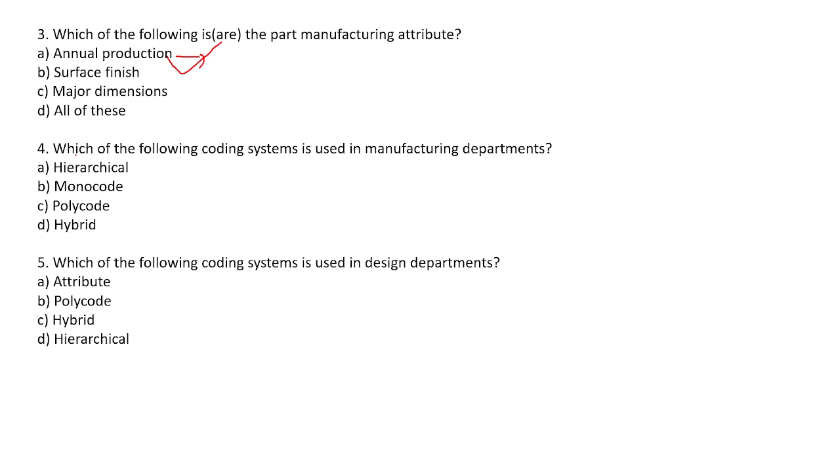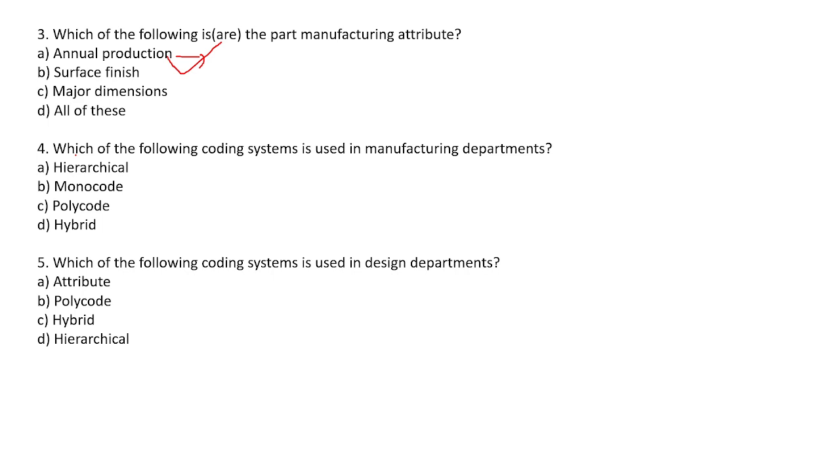Now coming to the coding system. In the technology part, there are a few classifications of coding systems available. One is hierarchical or monocode, another is attribute or polycode, and then hybrid or mixed.